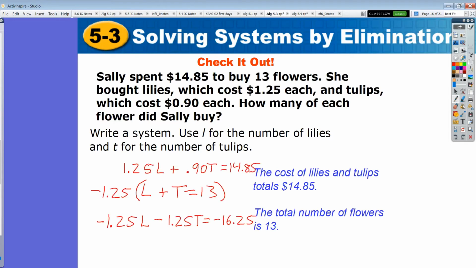Okay, so here's what we should have gotten. Here is our equation that represents the total cost, using L and T for lilies and tulips. Then here's my other equation, L plus T equals 13. I'm going to multiply that. I'm going to drop a negative 1.25 bomb onto that. This is what I come up with after dropping that, and I'm ready to stack and add, which will show on the second screen.